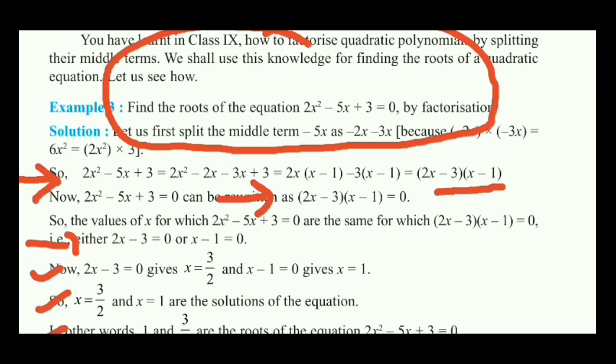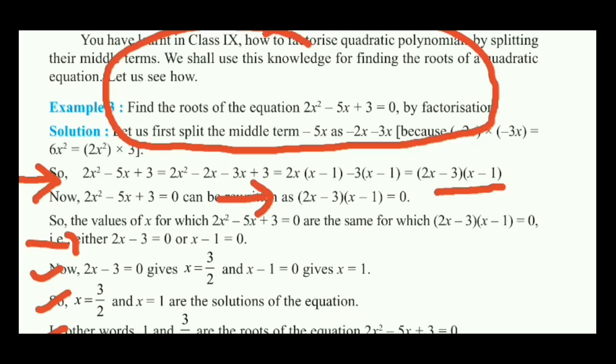But its middle term is minus 5. And we will choose two numbers in such a way that their product is 6, and when we add or subtract, the result is equal to minus 5. And you can see in the same step these two numbers are minus 2 and minus 3.